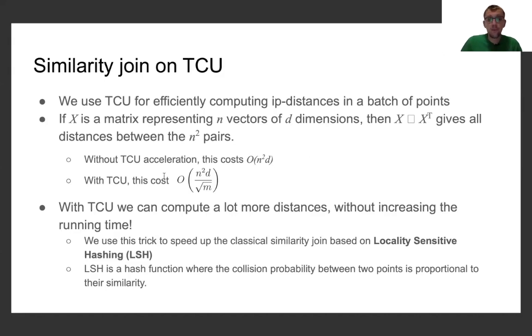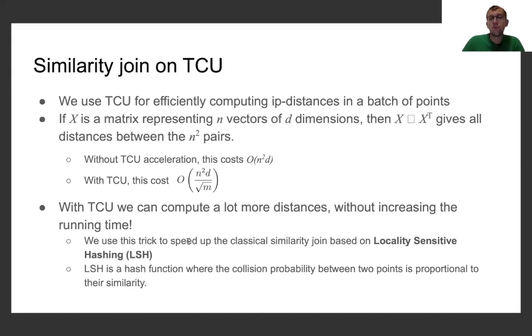Without TCUs, this matrix multiplication is quite expensive and is going to cost us n squared times d. However, if we use tensor core units, we can improve the running time by a factor square root of m. And we are also going to have this square root of m gain with LSH similarity join, as we will see in a few slides. So now with TCUs, we can compute a lot more distances in a given amount of time with respect to the traditional approach where we don't use tensor core units.